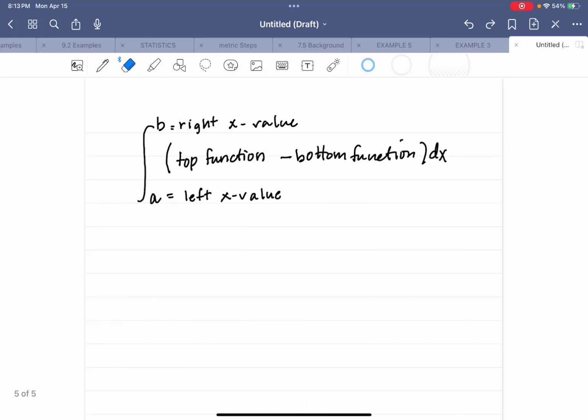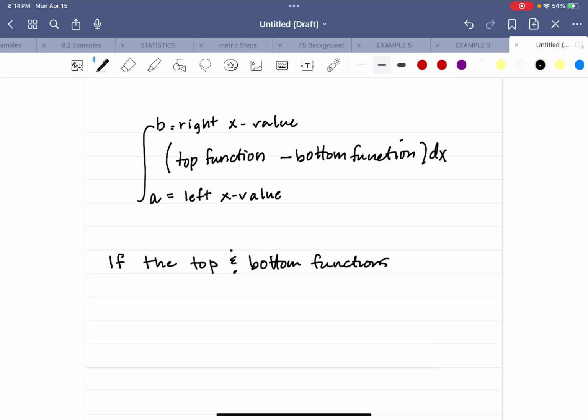And then you'll have to do it in two parts. So if the top and bottom functions switch places, and conceivably they could do it more than once, but you're not going to see one of those, you'll have to do each area separately. Okay, so let me do one more where we just set it up, and then you can look at the examples that I have provided.